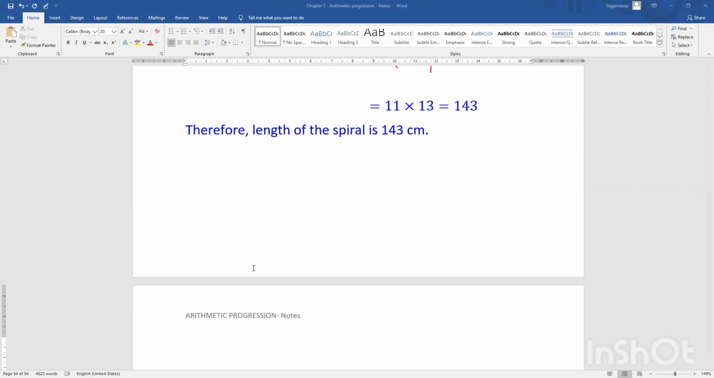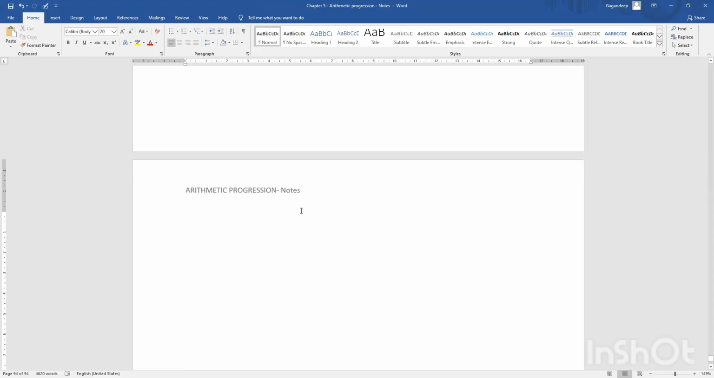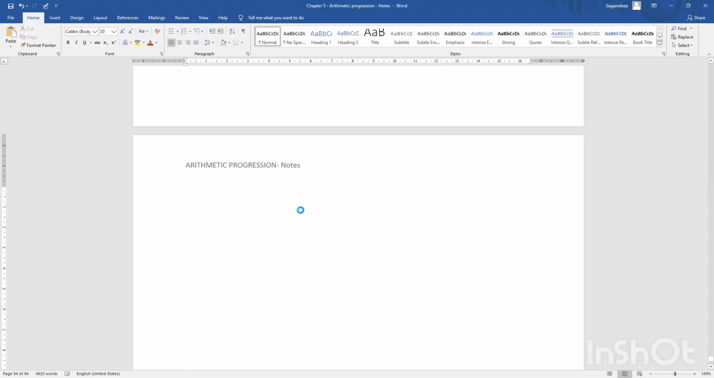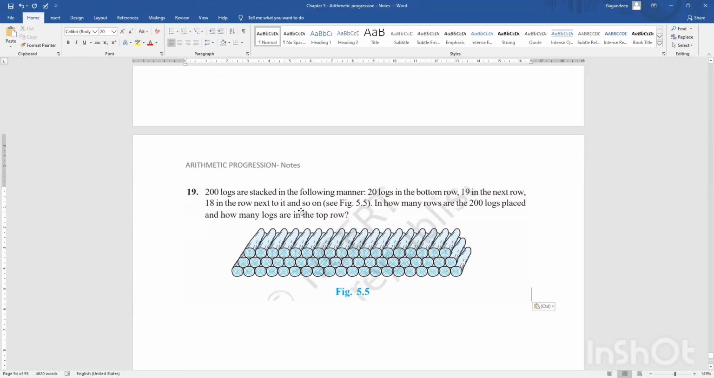Then we have the 19th problem. 200 logs are stacked in the following manner. 20 logs in the bottom row, 19 in the next row, 18 in the row next to it, and so on. In how many rows are the 200 logs placed and how many logs are in the top row?